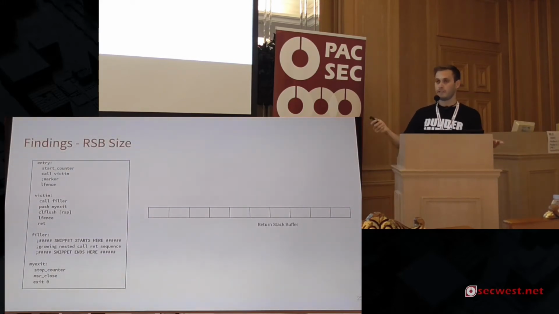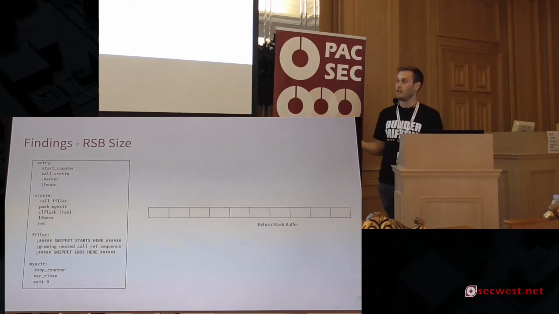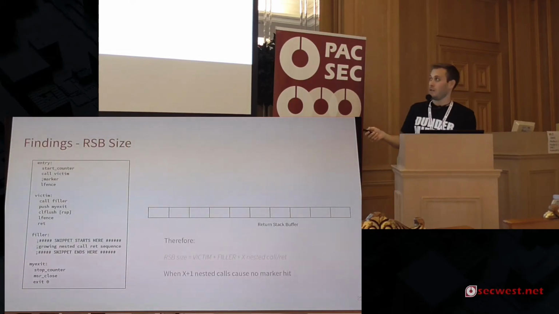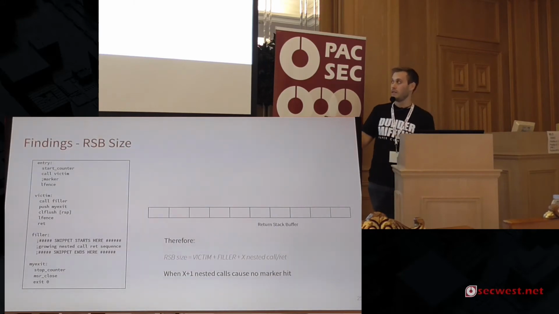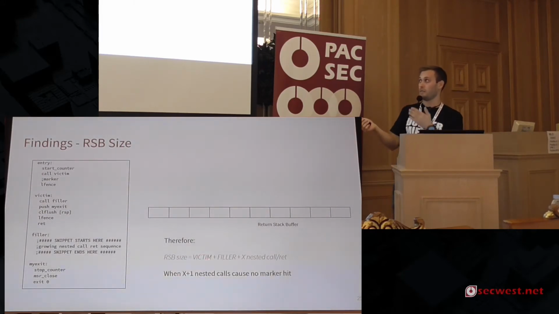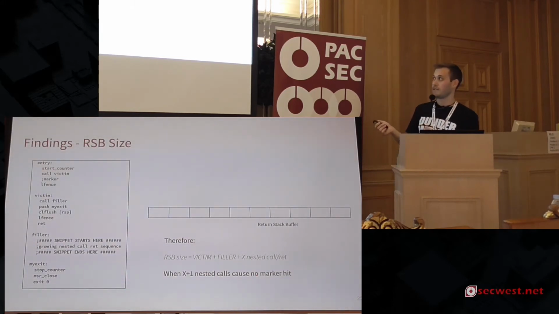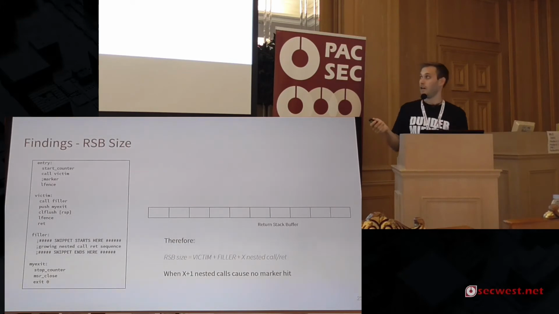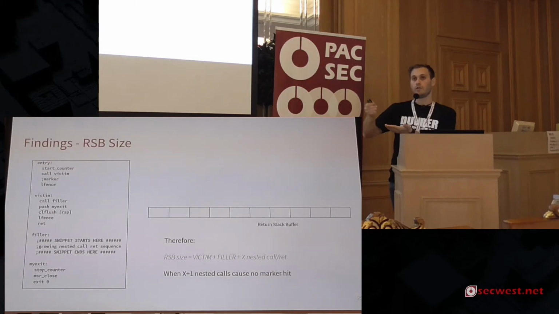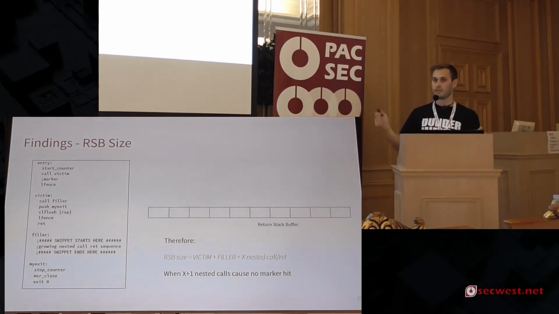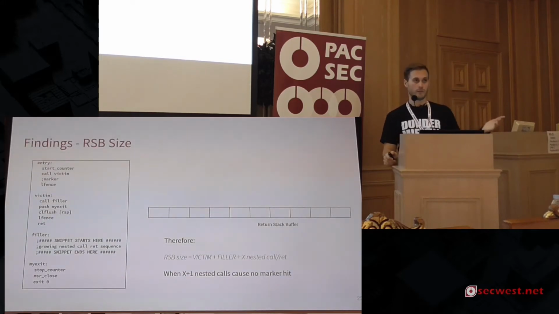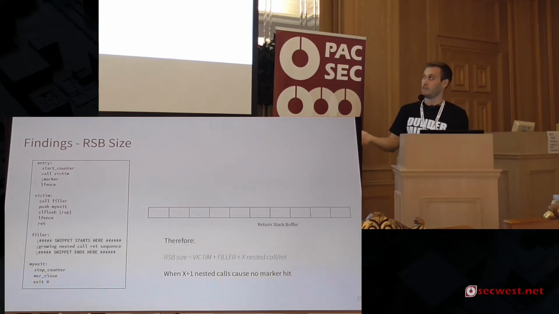Given this situation, we can now compute the return stack buffer size, which in this particular case is one entry for the victim, one entry for our filler function, and then X nested call returns, where X is the value such that at X plus 1, we don't see any marker hit anymore in our performance counters. We use this test to infer the return stack buffer size for both Intel and AMD, and these are our results.